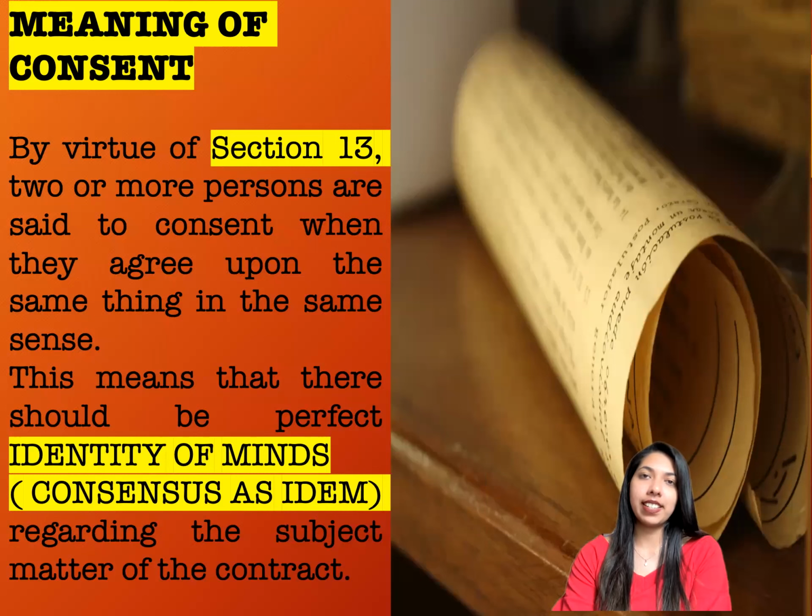By virtue of Section 13 of the Indian Contract Act, consent can be said to be there when two or more parties agree upon the same thing in the same sense, and that is called identity of mind. The meaning is consensus ad idem, which means both the parties should be thinking about the same thing in the same sense, and then we can conclude that there is a meeting of minds.